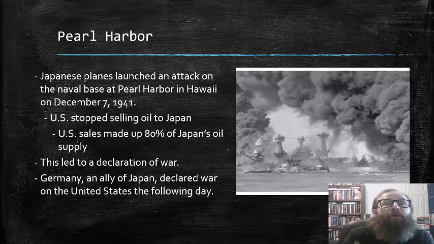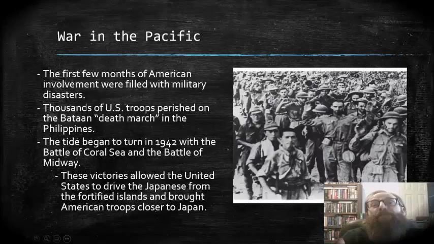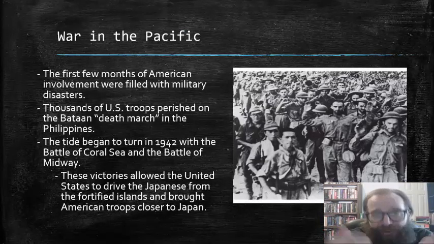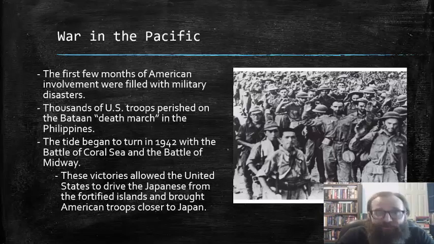This attack on Pearl Harbor, of course, led the United States to declare war on Japan. And very quickly, Germany, an ally of Japan, thanks to the Axis Powers Agreement, declared war on the United States the following day, drawing the United States into the war in Europe as well. The war in the Pacific was the first theater that the United States Armed Forces engaged in, of course, because Japan at the time was the primary antagonist against the United States.